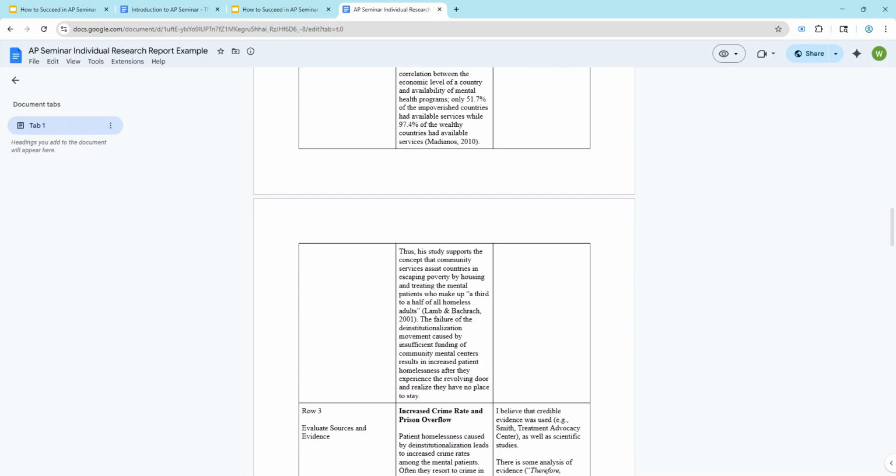The failure of the deinstitutionalization movement caused by insufficient funding of community mental centers results in increased patient homelessness after they experience the revolving door and realize they have no place to stay. That's really powerful right there.